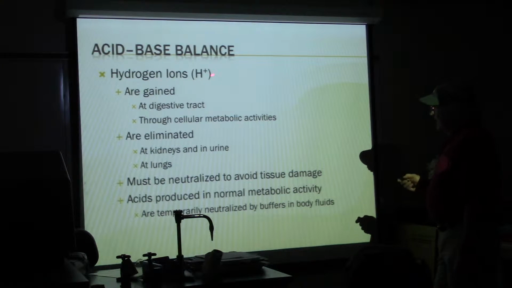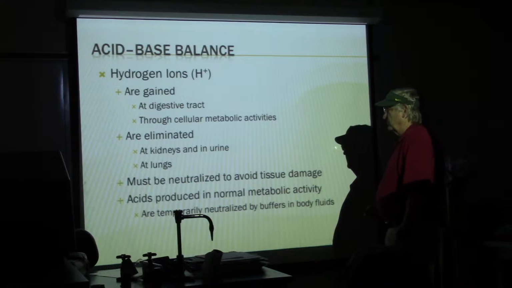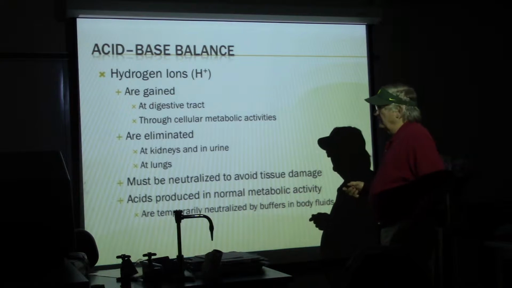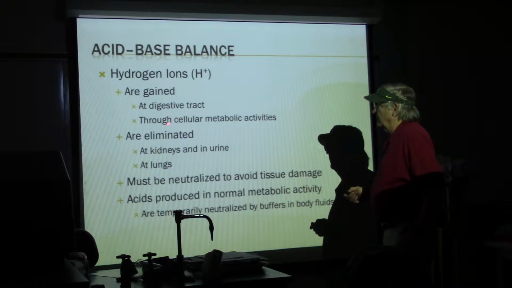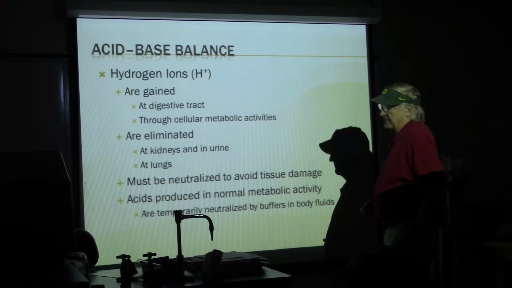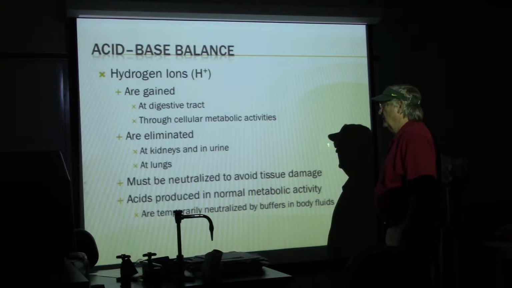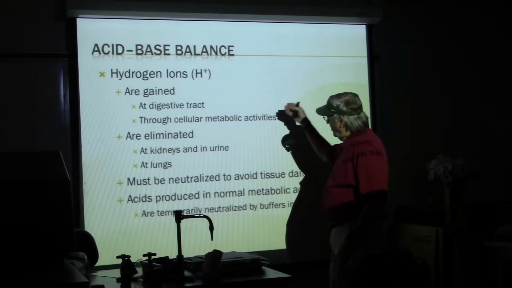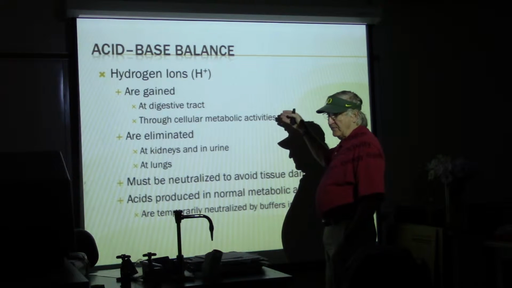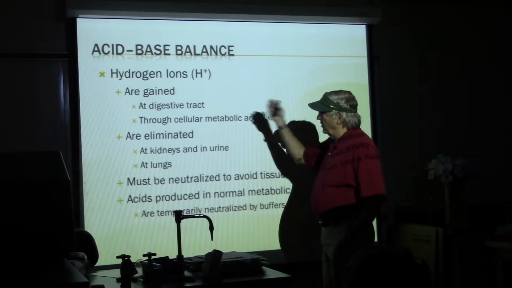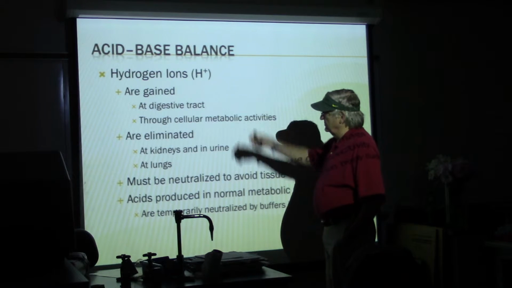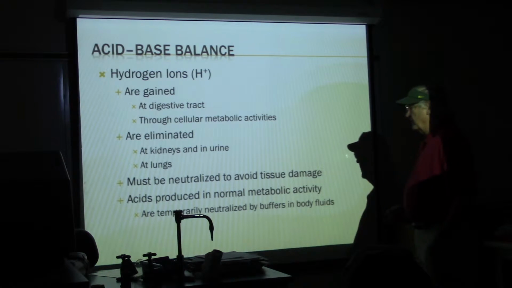Where do we get those hydrogen ions? We get them at the digestive tract whenever we eat acidy things. We also create acid through cellular metabolic activities. And I think that's all happening all the time, and you need to realize that. That's why we need to breathe all the time, to get rid of the extra PCO2, which also contributes to the acid-base problems as well.